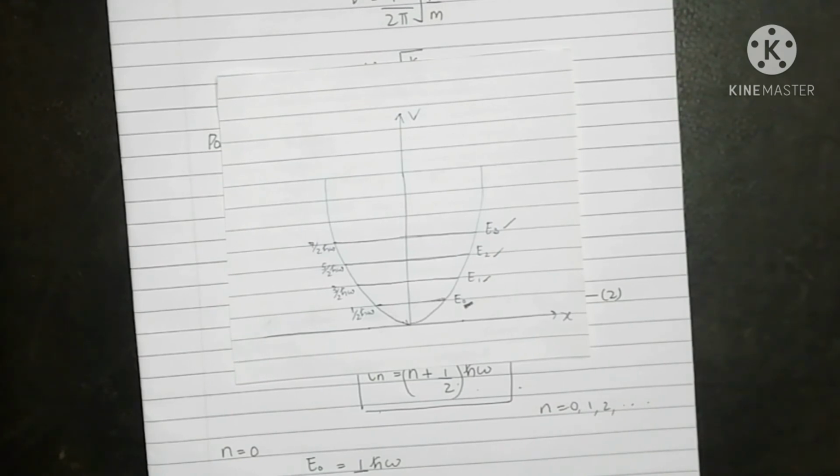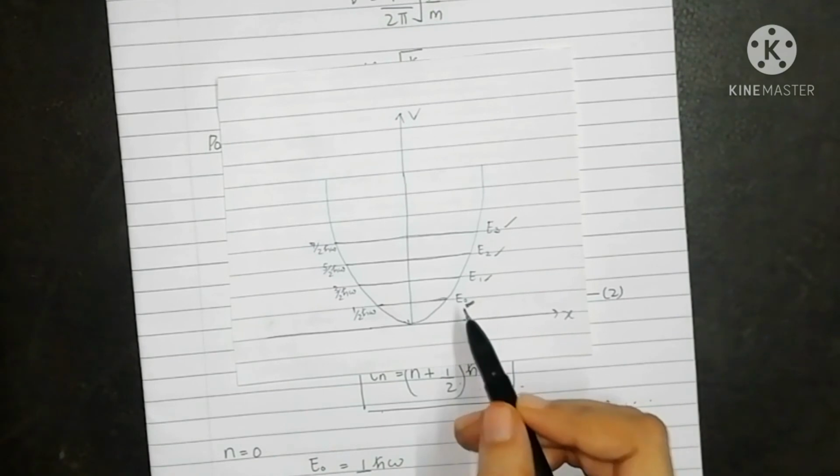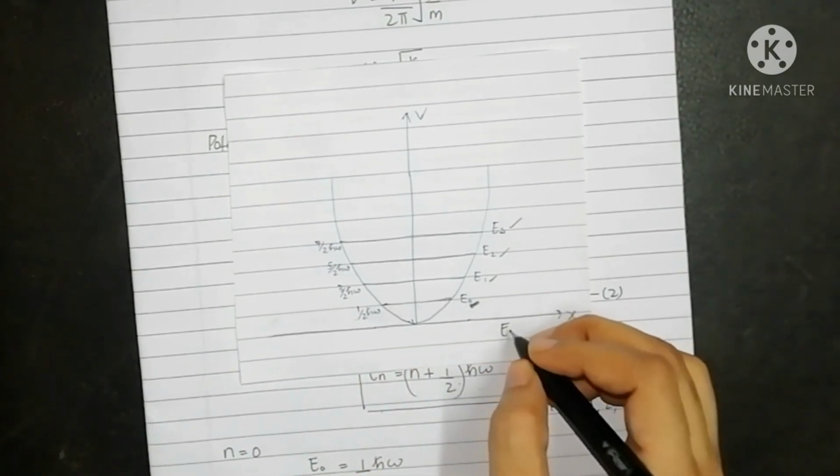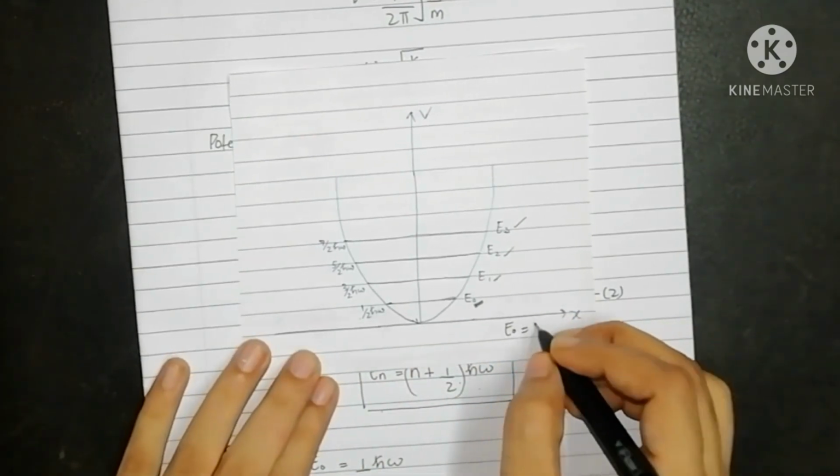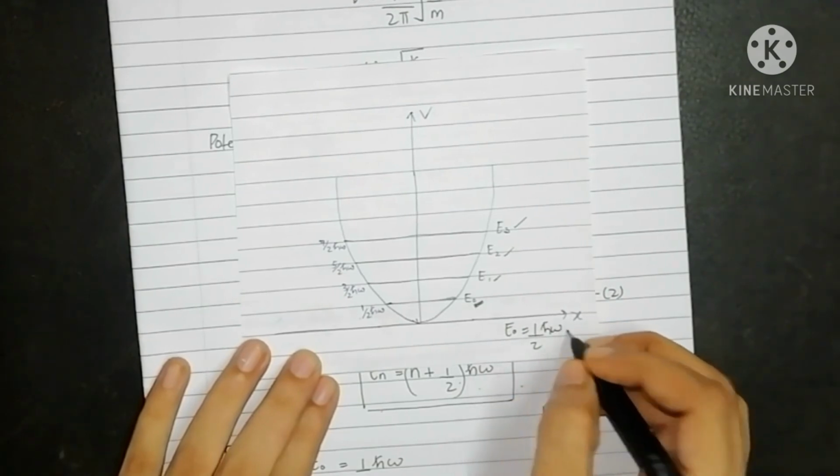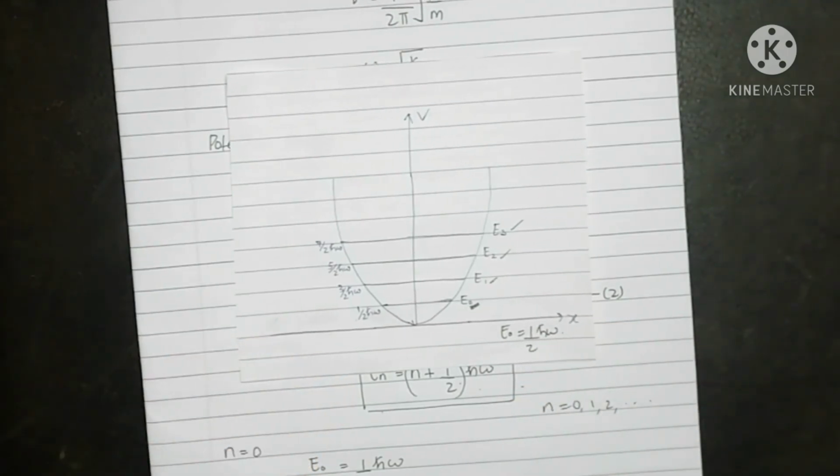Also, the lowest quantum state, that is n = 0, possesses zero point energy. That is, for the lowest state, energy is 1/2 ħω, and this energy is a consequence of the uncertainty principle and does not vanish even at absolute zero temperature.